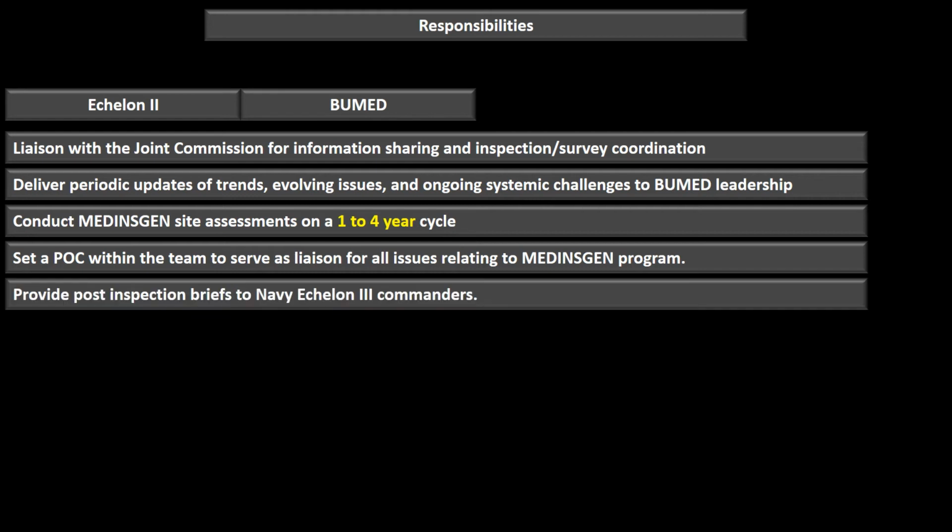Right, and they're going to provide post-inspection briefs to Navy Echelon 3 commanders. So if they inspect, we'll just say, Navy Medical Center San Diego, that Echelon 4 command, they're going to make sure to brief the region on it as well, right? So that would fall under Navy Medicine West. They're going to go ahead and brief the Echelon 3 commander on that inspection.